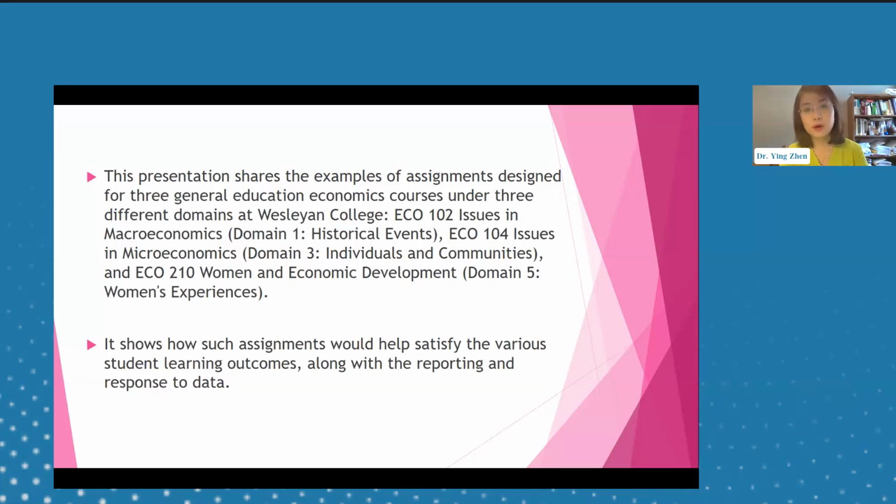And the third class, which is a 200 level class, can be considered a non-traditional economics course. It's called Women and Economic Development. In other institutions, this class can be called economics of gender. Yeah. So as a women's college, this course is definitely of great importance. And this course is under domain 5, women's experiences. And this is a 200 level economics class.